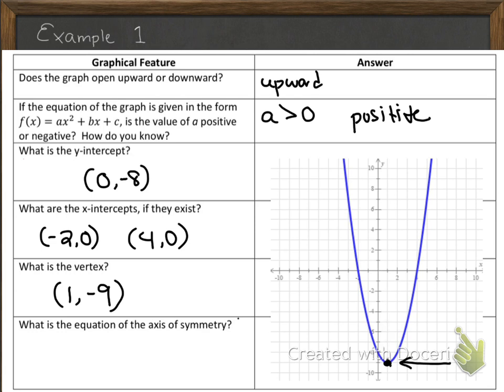Last but not least, it asks for the equation of the line of symmetry. Again, in the previous video, we learned that the equation for the line of symmetry is negative b over 2a. Now, we don't have the equation of the line, but we do have the graph. So let's see if graphically we can draw the line of symmetry. A line of symmetry happens where, if I folded this over on itself, it would match up, if that makes sense.